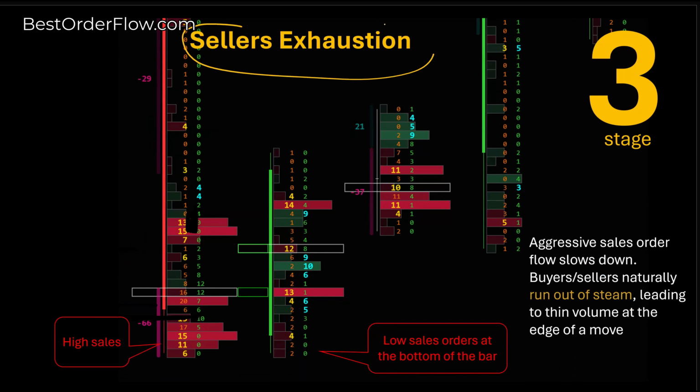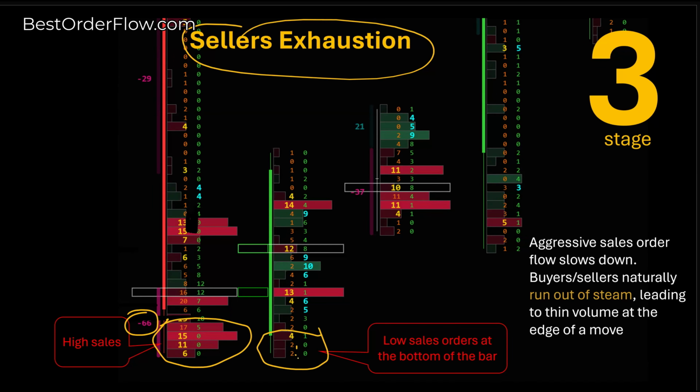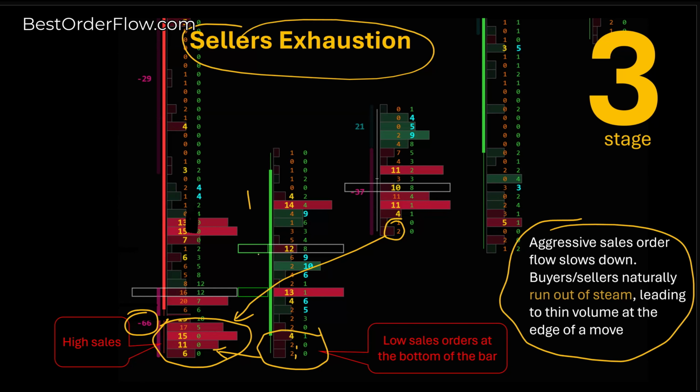So the seller is exhausted right over here. You can see there's a high selling delta over here, minus 66. And then on the next candle, what you're going to see, there's only like 2 and 2 at the very bottom. Okay, now over here you can see 1 and 2 instead of like over here 15 or 11, right? You compare it side by side and you're like, oh, okay, yeah, we definitely have less effort on the seller side. They exhausted. This is a good illustration of that. So aggressive sellers' order flow slows down. They naturally slow down, okay?